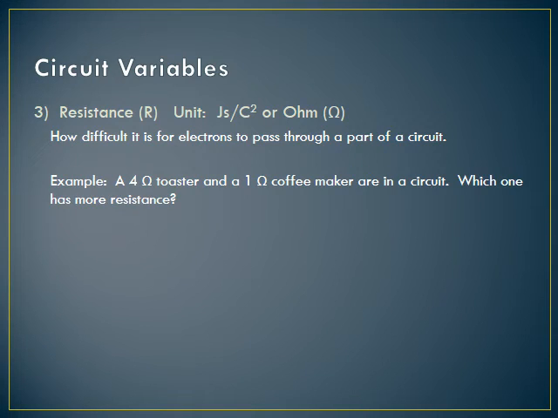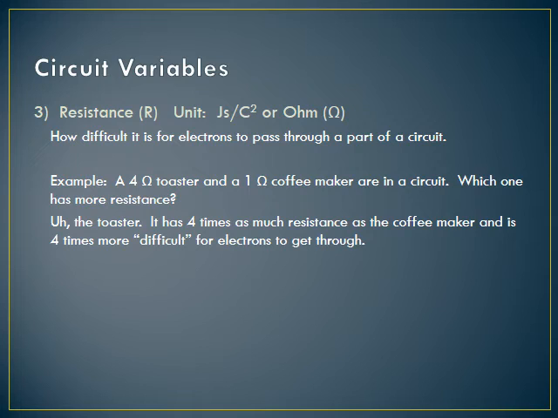So an example problem might say a 4 ohm toaster and a 1 ohm coffee maker are in the circuit. Which one has more resistance? Okay, and of course the answer is the toaster. It has 4 times as much resistance as the coffee maker, which means that it is 4 times harder for the electrons to push through that toaster than the coffee maker.